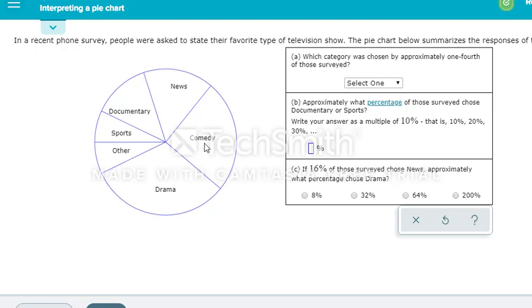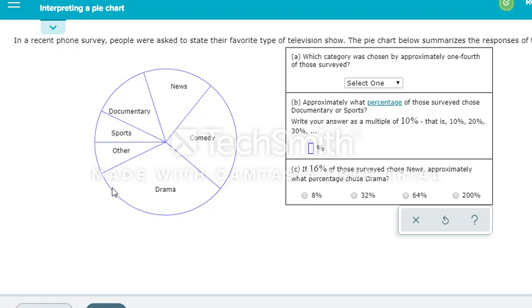So our approach is to make this denominator 100. So multiply top and bottom by the same number so that the denominator will be 100. Then convert that into percent.